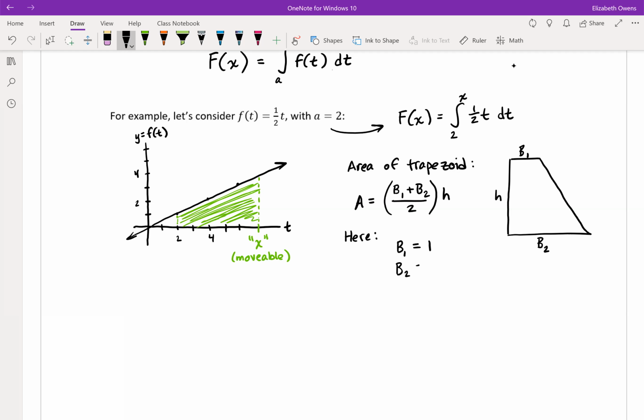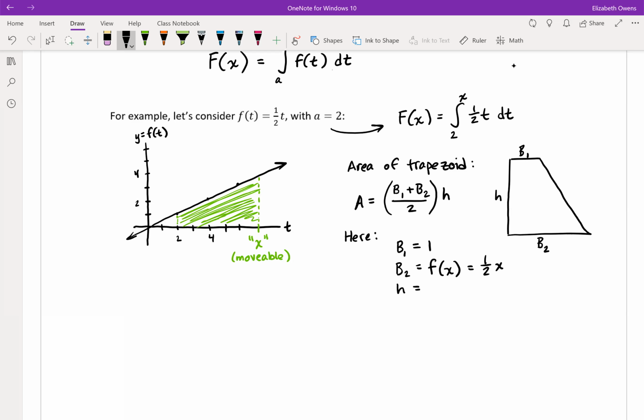And B2 is the one that can change. That's our longer base in the picture here, so that would correspond to this guy on our sketch. And that is going to change depending on where x has moved to. So the length of this, or the height there, is just going to be f of x, wherever x is. This, by the way, is f of 2. But f of x, whatever x is, it's just going to be 1/2 x.